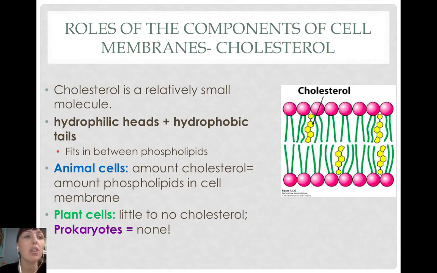Okay, so cholesterol resides within the hydrophobic space and helps maintain membrane fluidity. It both provides structure and keeps the membrane from freezing. In addition, cholesterol helps the membrane act as a protective barrier to unwanted molecules. And you can see in this model that the cholesterol fits right in between those phospholipid tails. In animal cells, the amount of cholesterol is about equal to the amount of phospholipids in the cell membrane. Plant cells have little to no cholesterol, and prokaryotic cells have none.